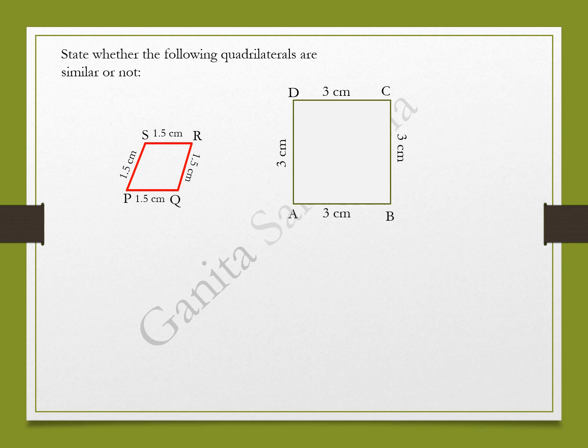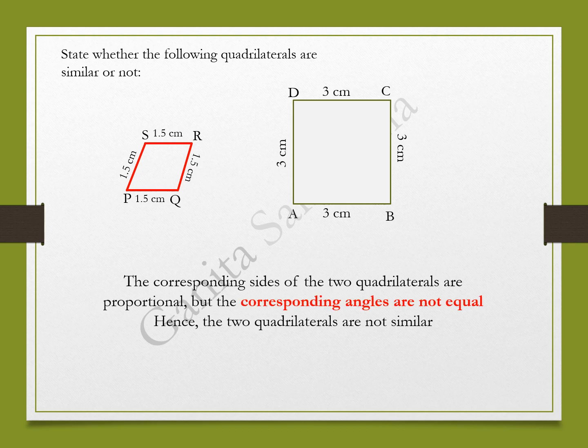Okay, fine. Here we have another set of questions. Observe these two quadrilaterals and say whether they are similar or not. Here again we have got the sides proportional but the angles are not the same. So though these two quadrilaterals have their sides proportional, since the angles are not the same, they are not similar.